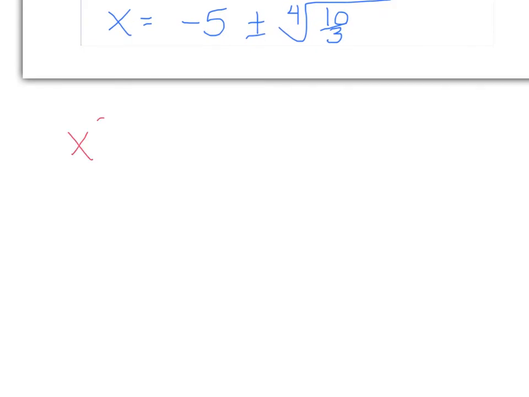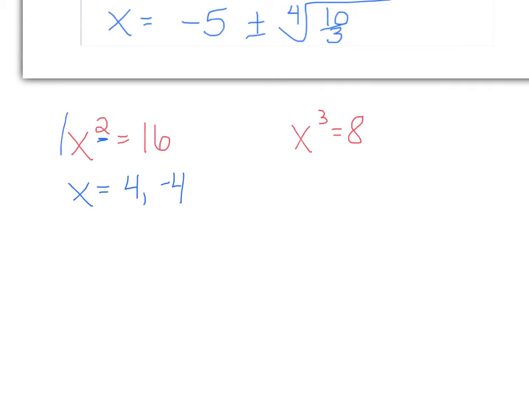If I have this problem, x squared equals 16 versus x to the 3rd equals 8, I know that the possibilities here could be 4 or negative 4 to square to get 16.